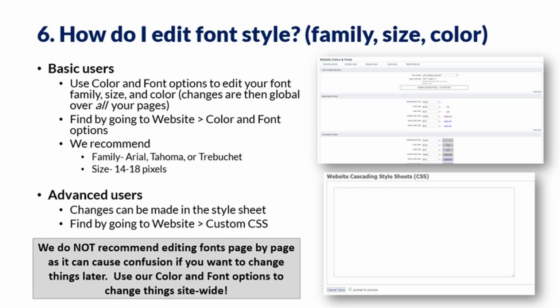Question number 6 is, how do I edit font styles, meaning family, size, and color? It's a big job. We highly recommend doing this globally, meaning on all of your pages at once, instead of page by page. For basic users, use the color and font options to edit your font family, size, and color. You can find this by going to Website, Color and Font Options. For advanced users, changes can be made in the style sheet. Let's go through some examples.